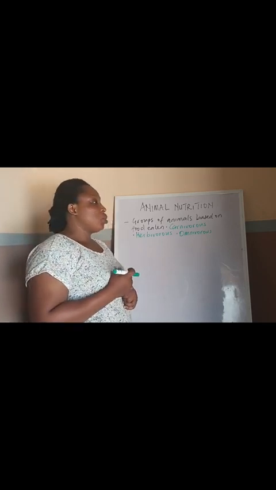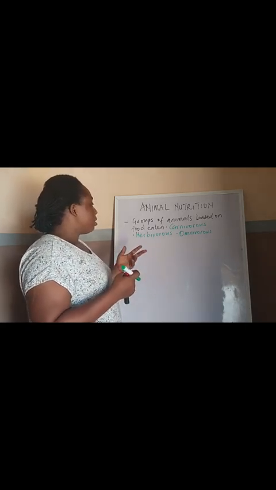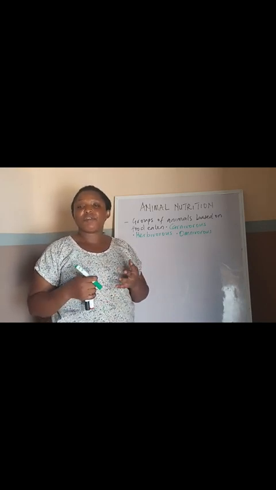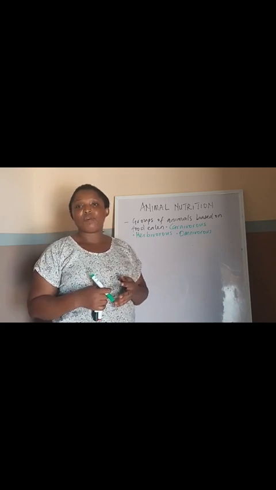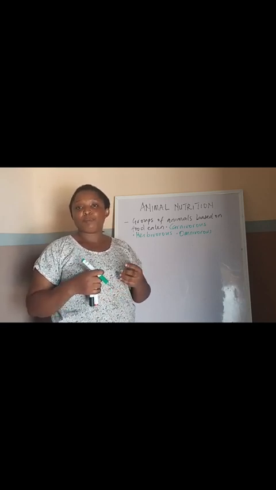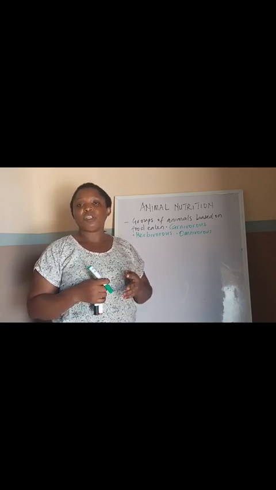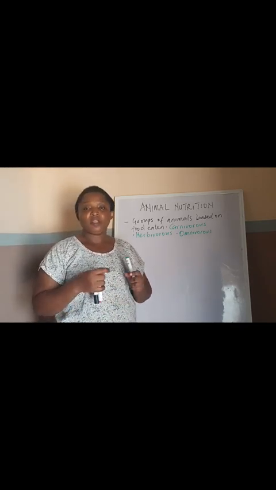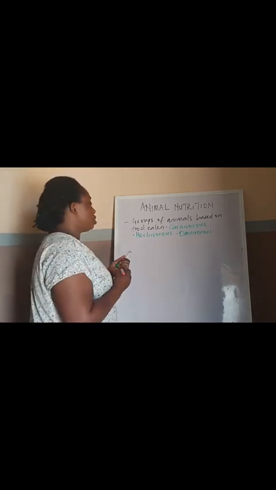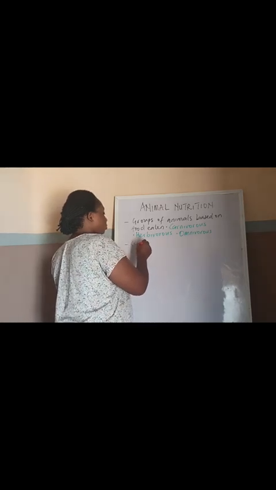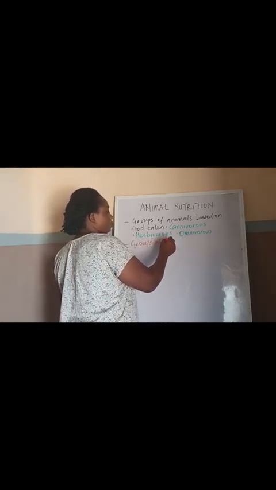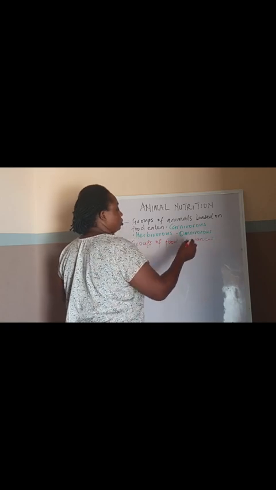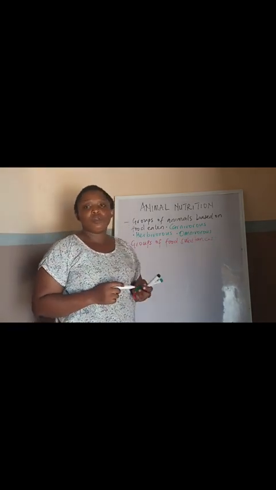Now, the food eaten by animals contains different food substances that are needed for the normal growth and proper functioning of the bodies of animals. These food substances are grouped into six. So we're going to be looking at the groups of food substances.